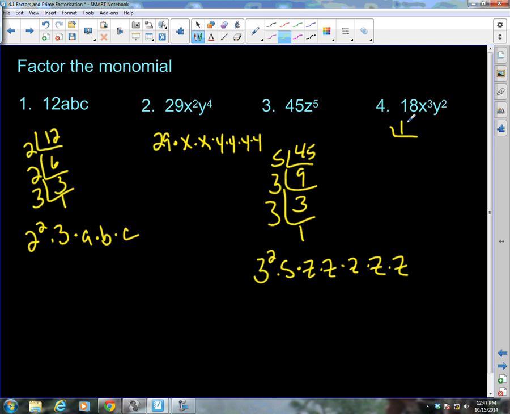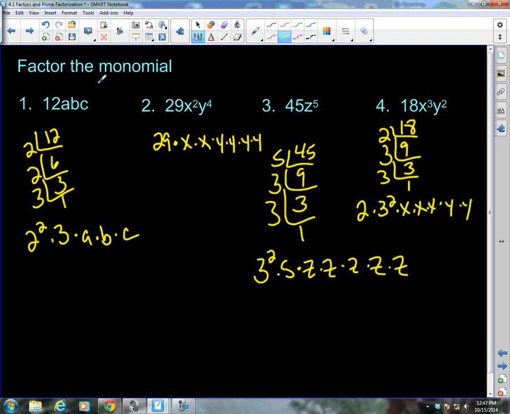One more. Let's factor 18, 2 and 9, 3 and 3, 3 and 1. Okay, that's 2 times 3 squared. I've got 3 x's times x times x times x, and 2 y's times y times y. And I'm finished. That's how you factor a monomial.